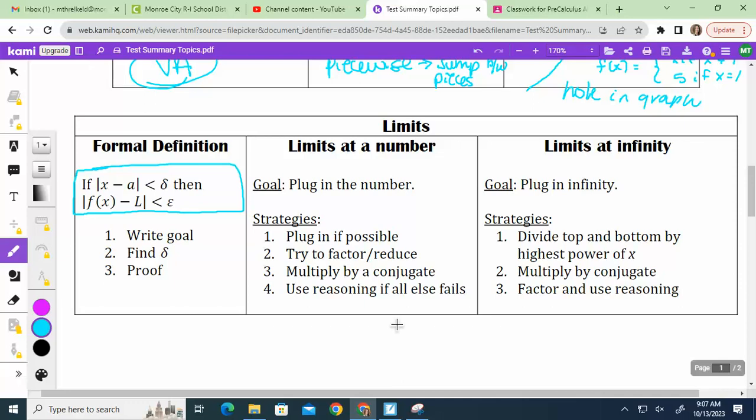Limits at infinity, our goal is just to be able to plug it in, but we can't if you have something like infinity divided by infinity or infinity minus infinity. So we might have to do some other stuff first. So that's when we divide top and bottom by the highest power of x. You might still have to multiply by the conjugate. You might still need to factor and use reasoning.